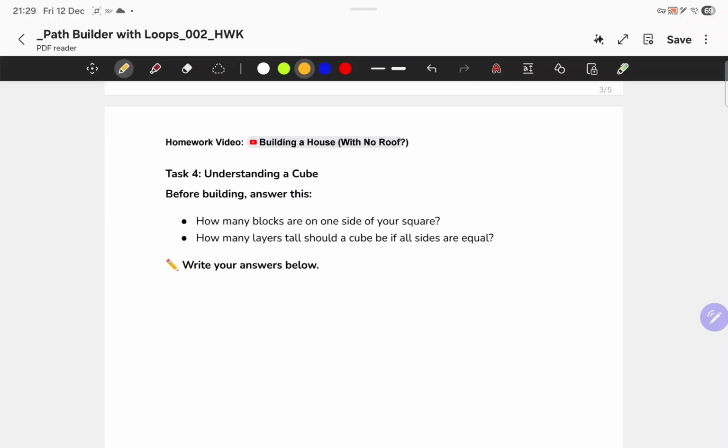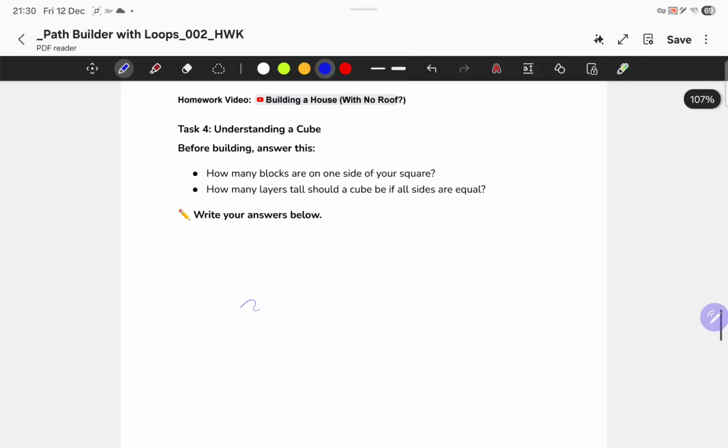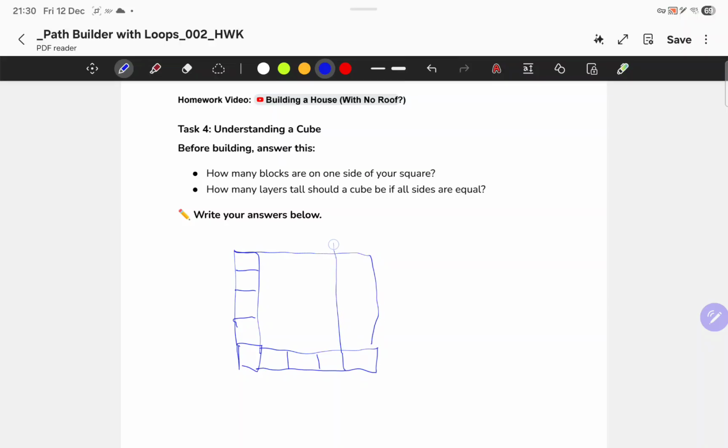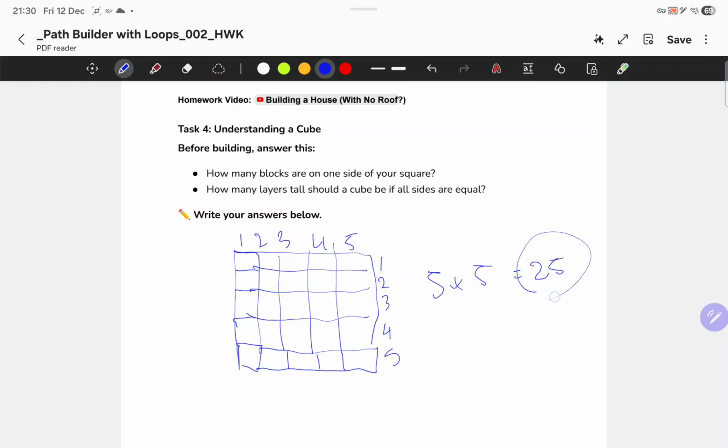Now, this is going to be a little bit difficult. This will be the hardest part. So I want you to think about how many blocks are on one side of your square and how many layers tall should a cube be if all sides are equal. So if it goes up by 5 blocks, and it goes to the left by 5 blocks, right? Well, then we know that this space here, we're just timesing 5 by 5. So 5 multiplied by 5. 5 times 5 is equal to 25, right?